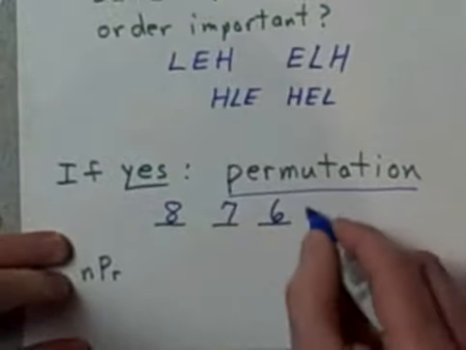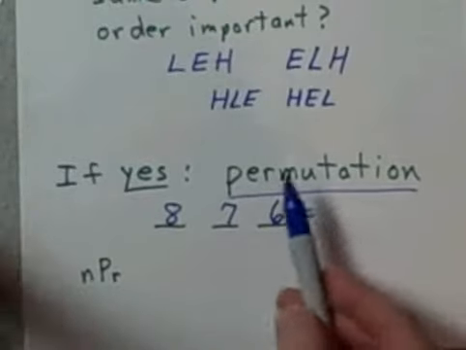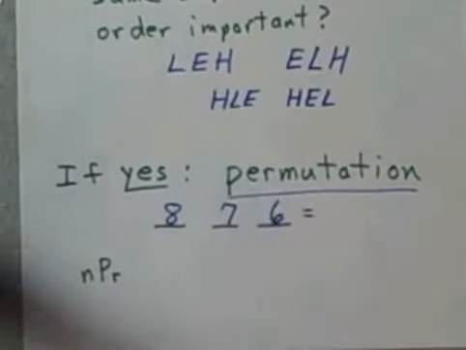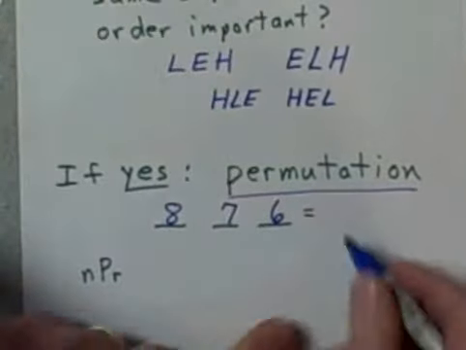And so the answer to calculating the number of permutations that are possible is not 8 times 8 times 8, but 8 times 7 times 6. And my calculator says that 8 times 7 times 6 is equal to 336.